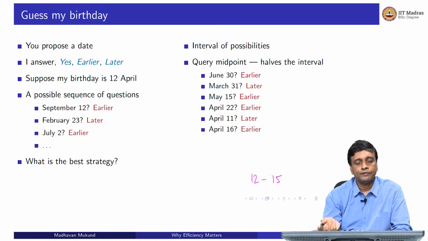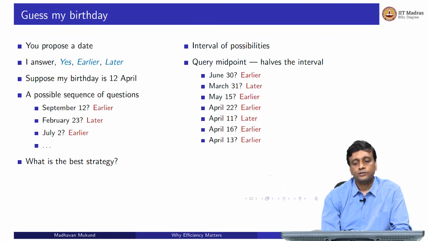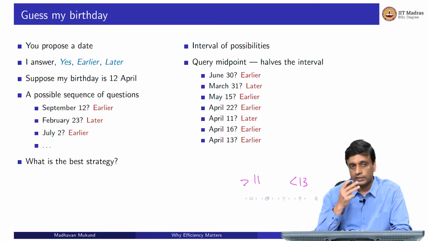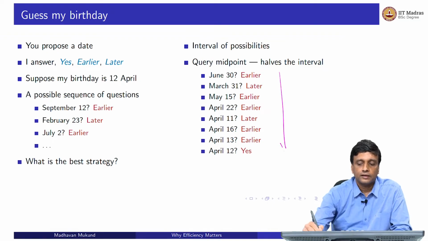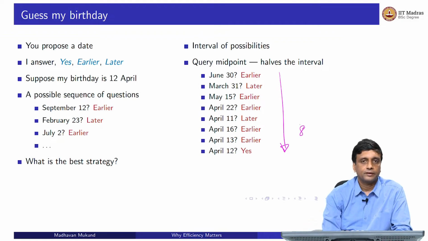Okay, because it's definitely after 11th and before 16th. So 12, 13, 14, 15, right? So I may ask 13, and it says earlier. So now I know it is after 11 and it is less than 13, right. So I have no choice. I mean, unless I have been lying and I am not born at all this year, right. I have narrowed it down to an interval of 1, so it must be April 12th, right. So I have come down this list and answered your question in this particular case in 8 questions, right.